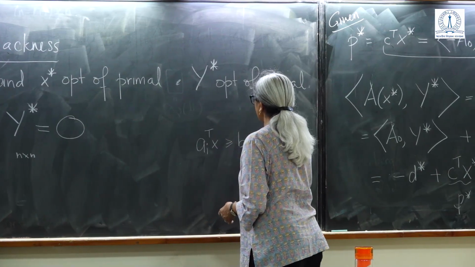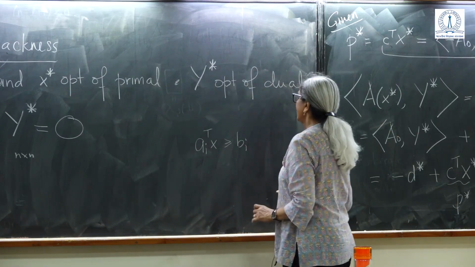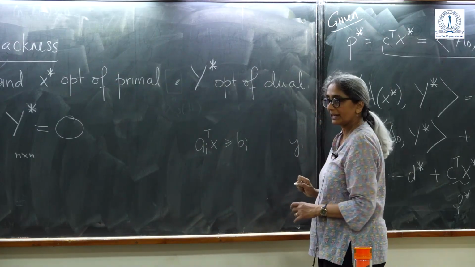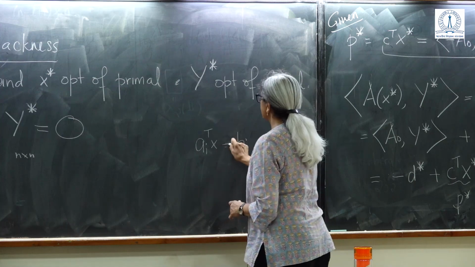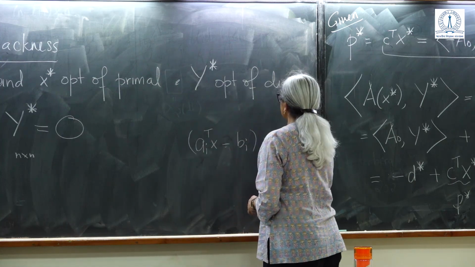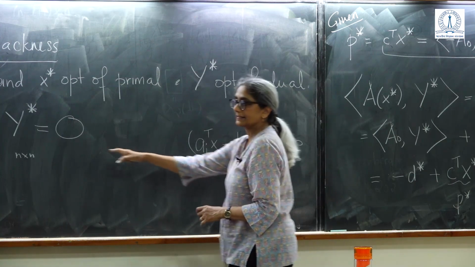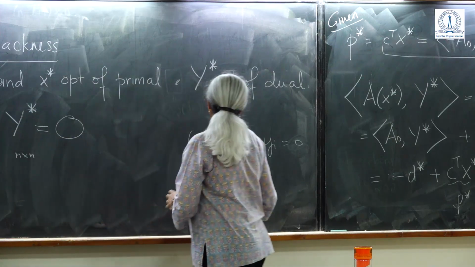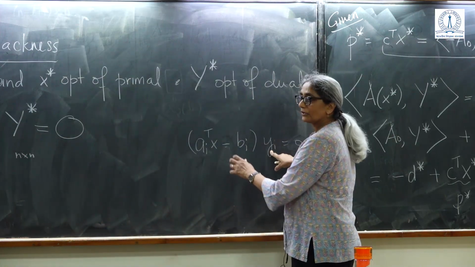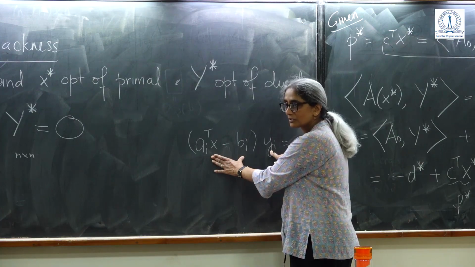This, a_i transpose x equal to b_i. That'll be the constraints. And in the dual, there will be some variables y_i. And what you'll get is that this difference times the y_i is 0. It looks like this, okay? And it's saying that either this is 0 or this is 0 for the optimal solution.